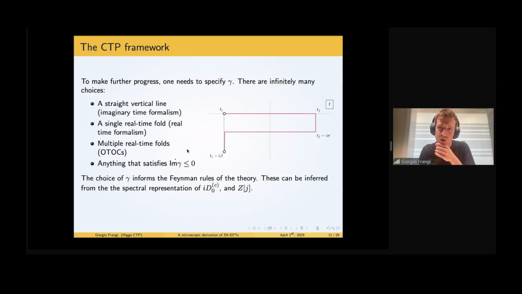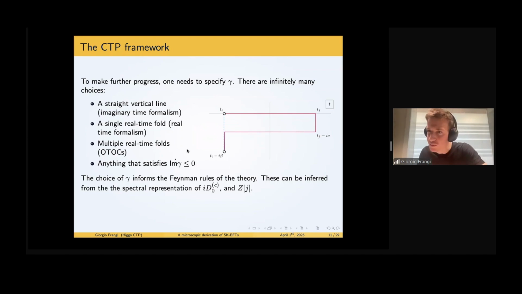So I would say that my understanding of how this works is that there is a general belief that the choice of contours shouldn't really inform the physics you can extract. For instance, the advantage of a real-time formalism is that it gives you direct access to, let's say, a retarded propagator. And in principle, you should be able to analytically continue an imaginary time propagator to get the retarded one. So my understanding is that there is an assumption that whatever you do in one formalism, you can recover in the other.